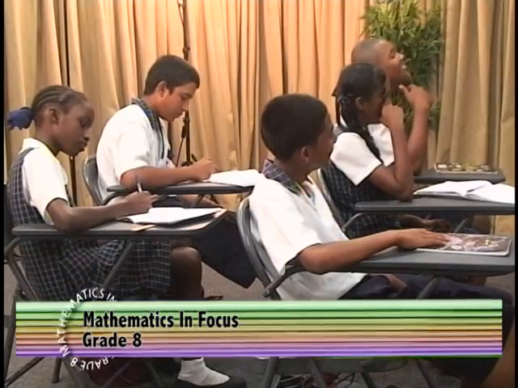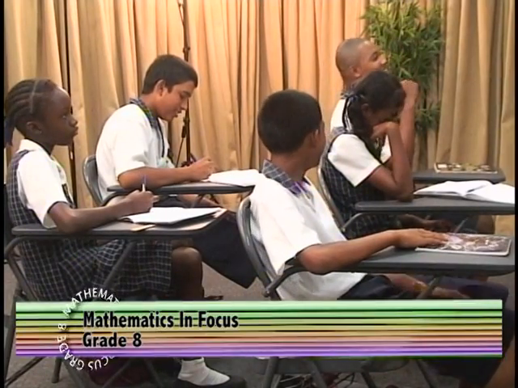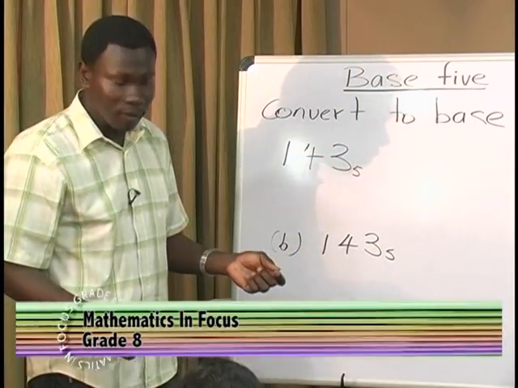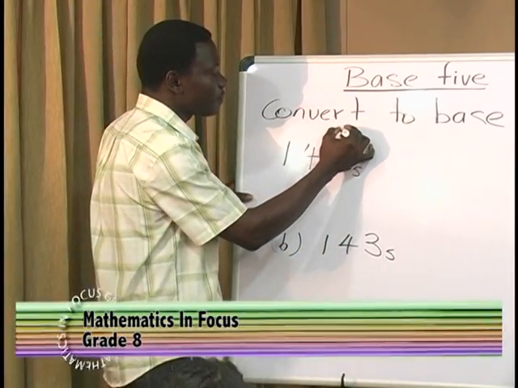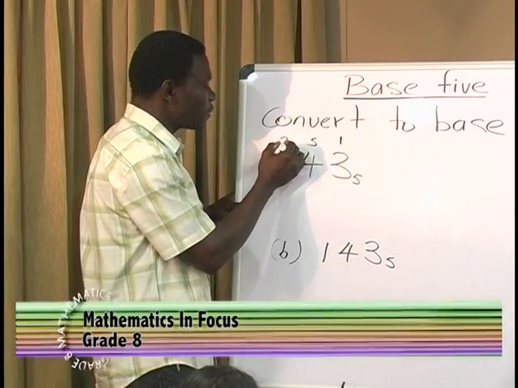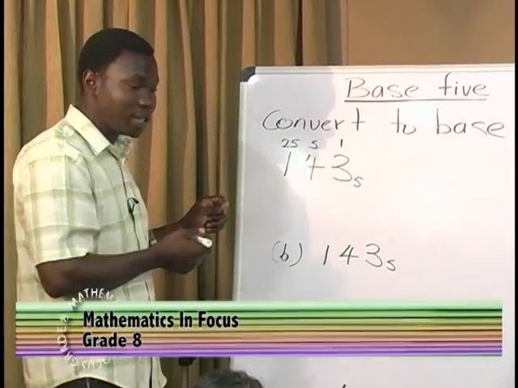Let us see what it is. We have 1, 4, 3, base 5. Let us identify the place values. What is the first place value here? 1. Followed by? 5. Followed by? 25. Yes, you just keep multiplying by whatever the base is.